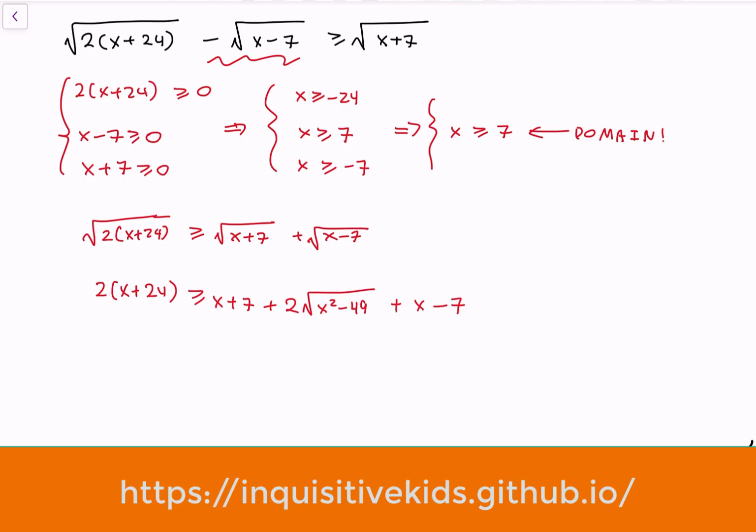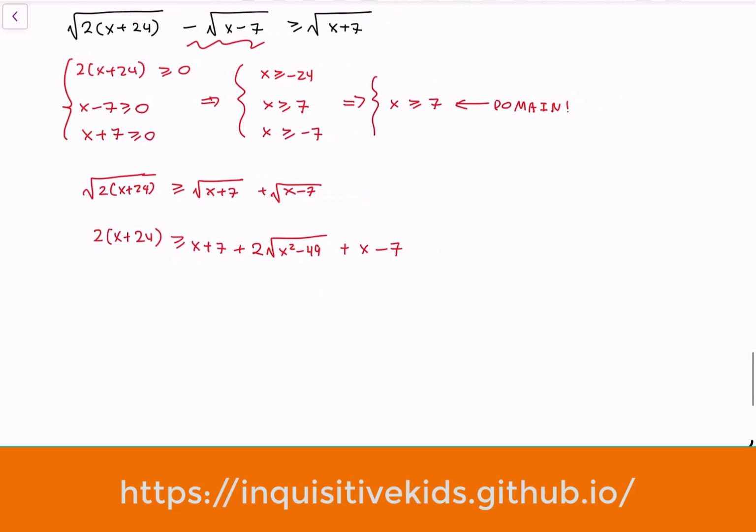We can further combine like terms. So we have 2x, the 7s are opposite so they cancel each other out, plus 2 times the square root of x squared minus 49. All this is less or equal to 2 times x plus 24.